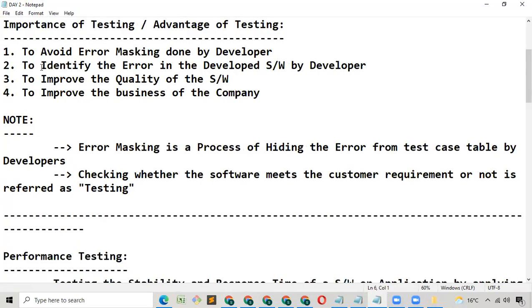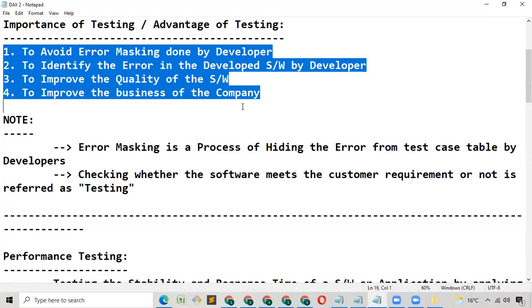Next, guys, please do remember these 4 points. In order to avoid the error masking done by the developer. What is error masking? I have told it is just a process of hiding the error from the test case table, by the developer. Next, the second importance of testing: to identify the errors in the software developed by the developer.